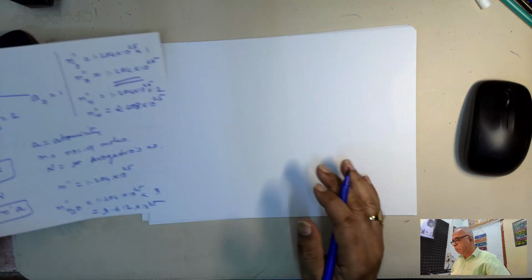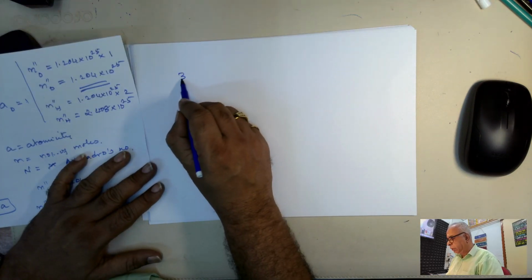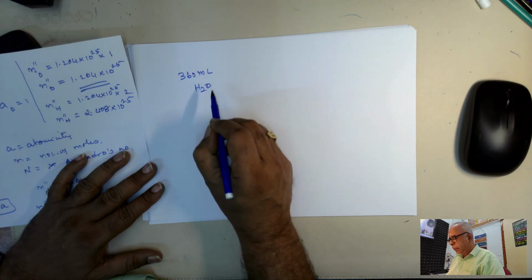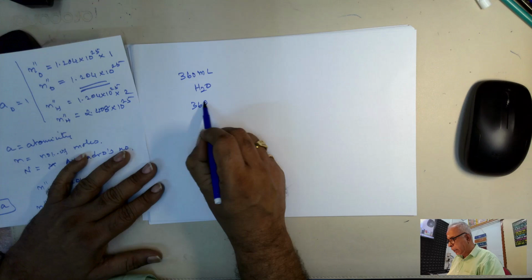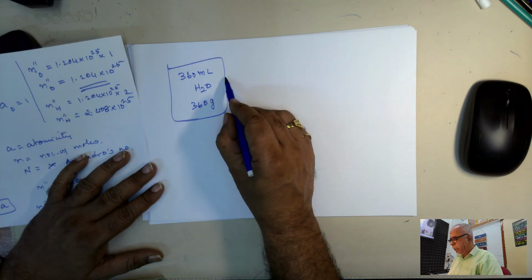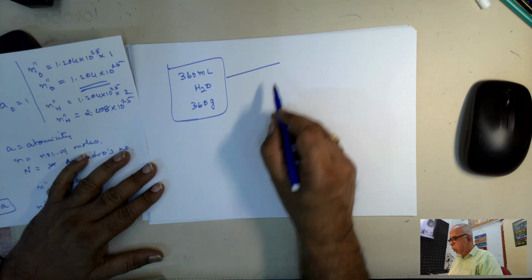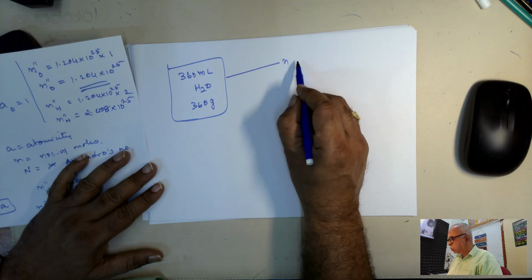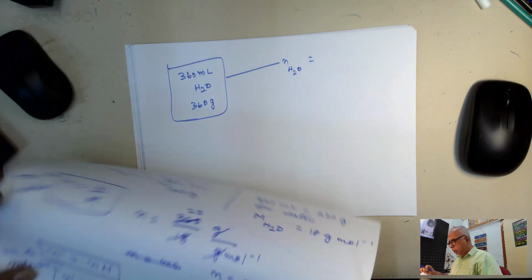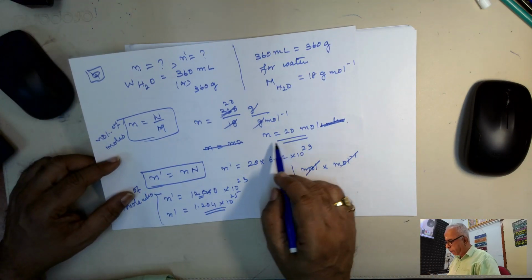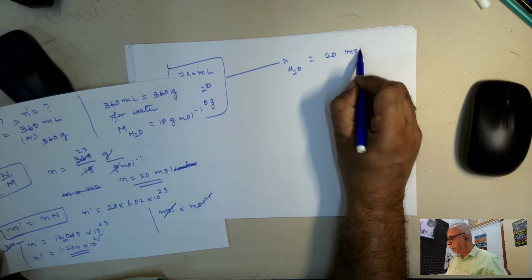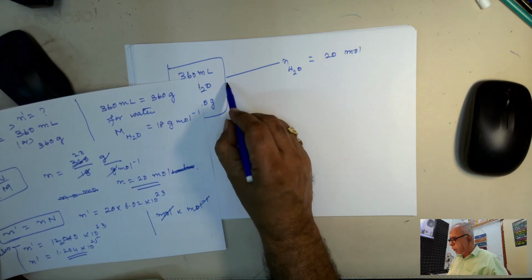Okay. Now let me summarize. So in 360 ml of water, that contains 360 gram of water only. Okay. So it contains how many number of moles? The number of moles is equal to, what is that? That is 20 mole, right? You can write 20. Okay.